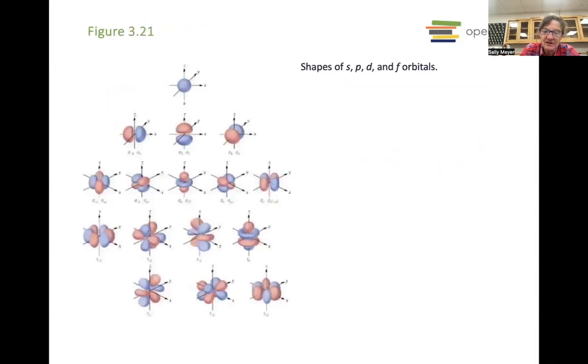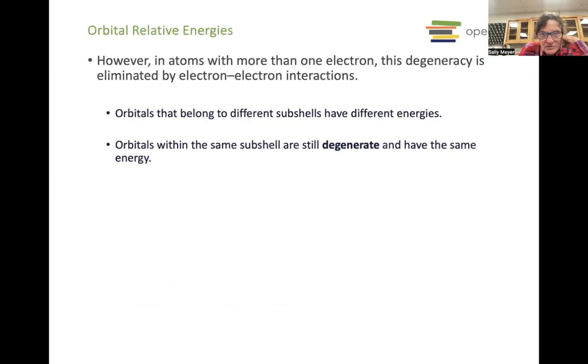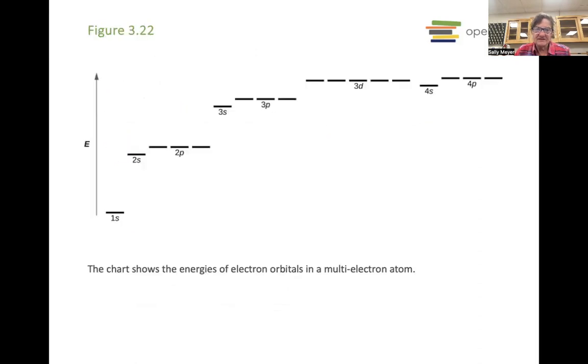So when we go back here, a subshell, there's the S subshell, the P subshell, the D, the F. So a subshell is the set of orbitals in a shell where they all have the same L value. So orbitals with a different subshell have different energies, and orbitals within the same subshell are still degenerate and have the same energy. And that's looking at this as an energy diagram.